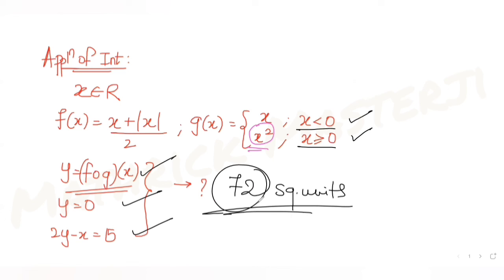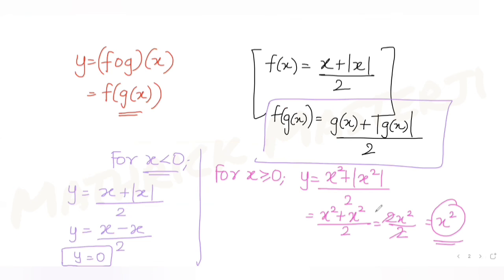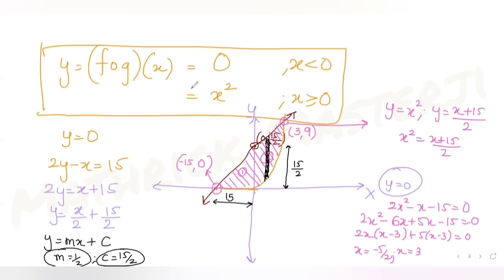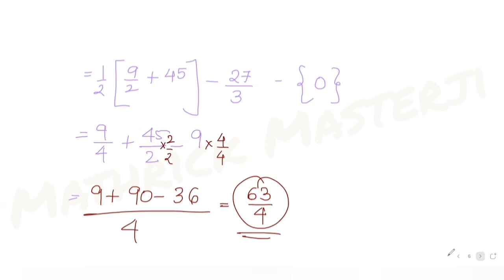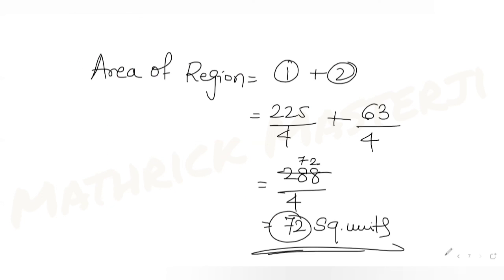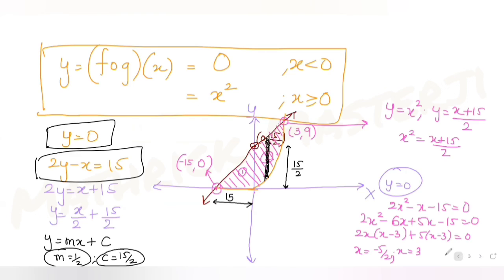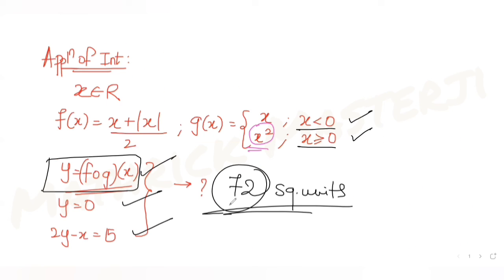I hope you have understood how to solve this type of question. So first we figured out what is the function f of g of x. Once I got f of g of x simplified, I had the other two. One is this line and the other is also this line. And then I plotted this and I got the region between them. Once I got the region between them, I just found the area of the shaded region and that matches with the answer of 72 square units. So we get the answer for the question asked as 72 square units.